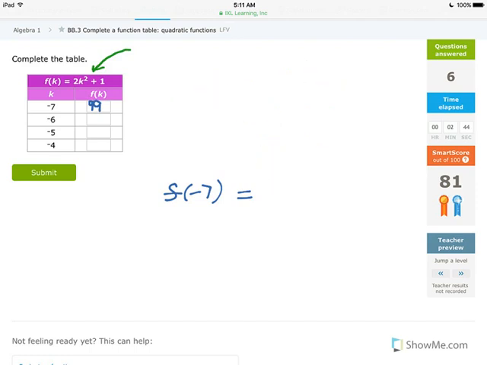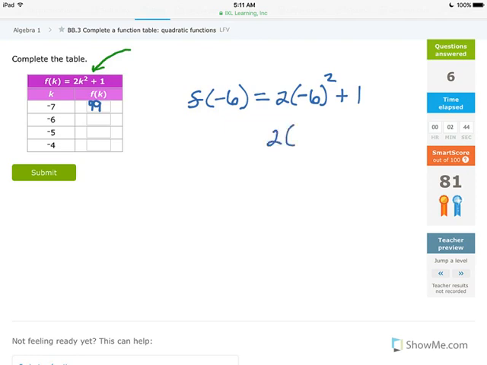And let's do the negative 6. So f of negative 6 is going to be 2 times negative 6 squared plus 1. Negative 6 times negative 6 is positive 36. And 36 times 2 should be 72. Plus 1 more is 73.